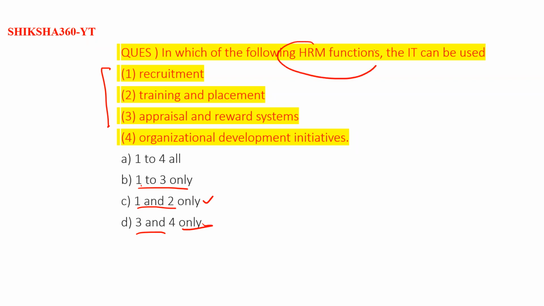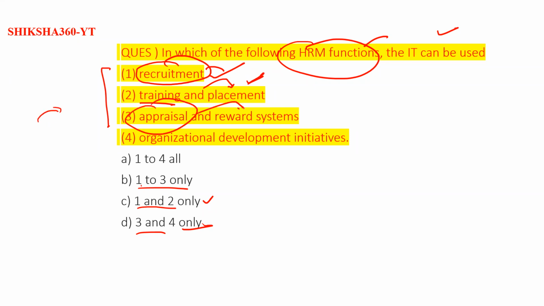In which of the following HRM functions can information technology be used? First is recruitment. It can be used, yes. Then training and placement. First you have to recruit the employees, after that give the training, and later place them in the branches. And if they are performing, that is appraisal, and if they are performing well, we have to give the reward.